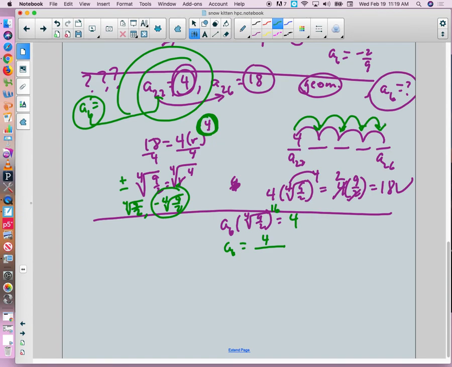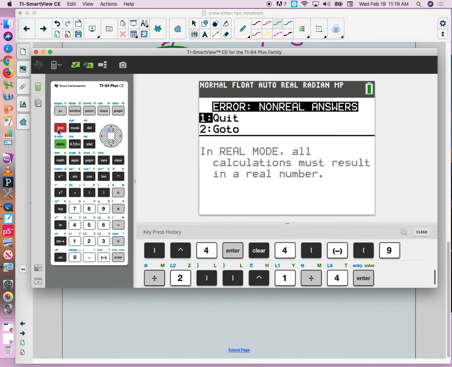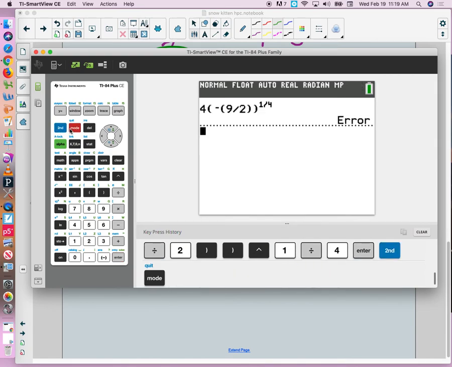So let me go back and look at what I typed in. Oh, and I didn't raise it to the fourth power. So let me copy it down. I was asking it to take the fourth root of a negative number. So let's see. I'm going to say 4 times... Oh, I know what I'll do. I'll take the fourth root.